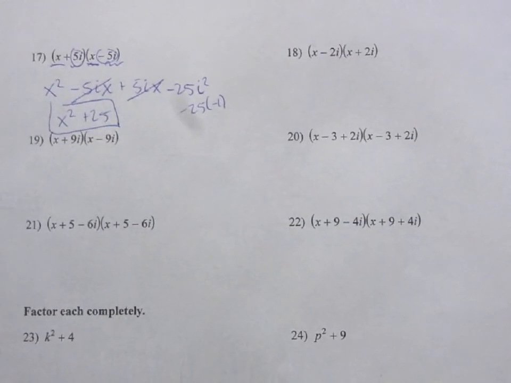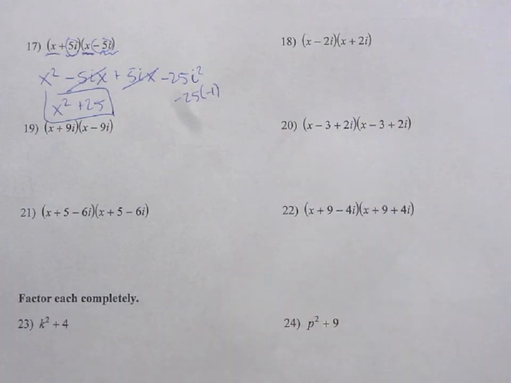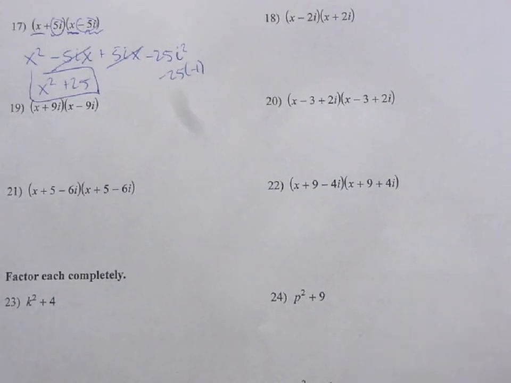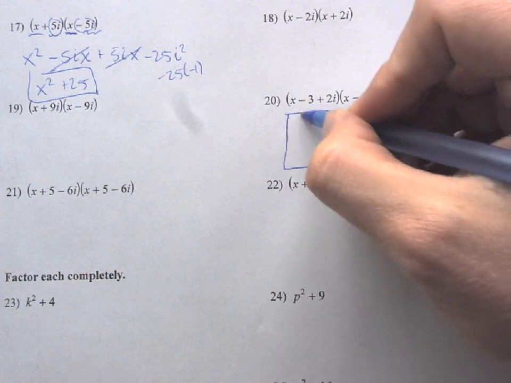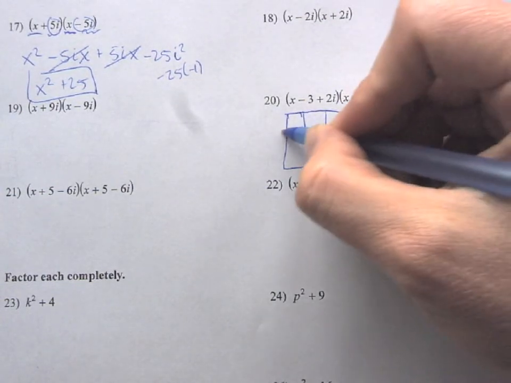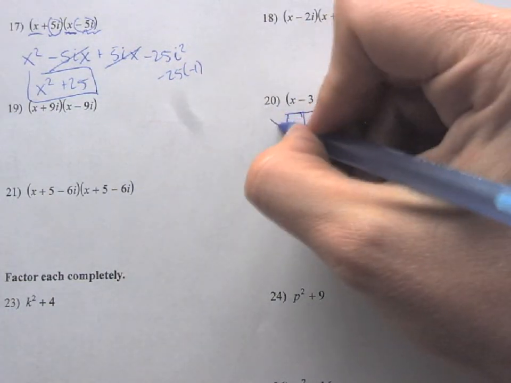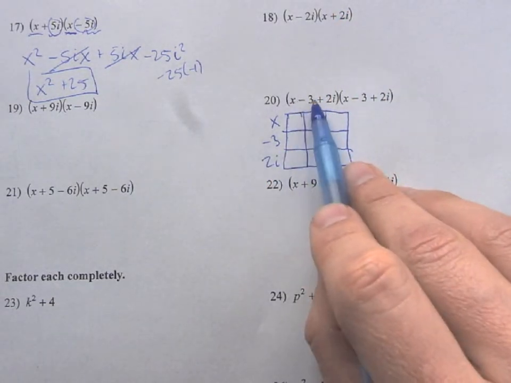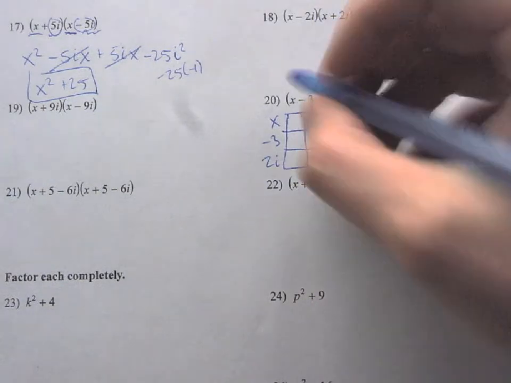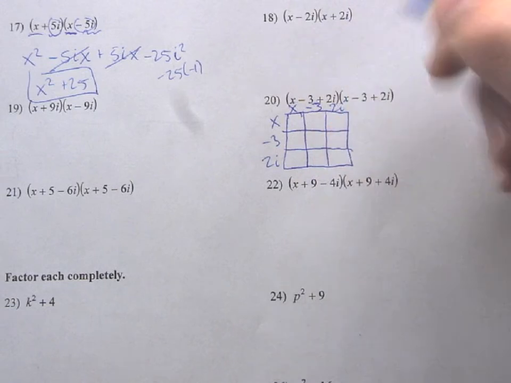Now, I didn't have a lot of time to cover one of these in class, so let me help you set that one up. This is a trinomial times a trinomial. What I would do for these is set up a 3x3 box. We're going to use the box method here. We've never done a 3x3, but this actually comes out pretty nice. On the left of the box, I'm going to put x, negative 3, and 2i, the three terms from this trinomial. For the other trinomial, I'm going to have x, negative 3, and positive 2i.